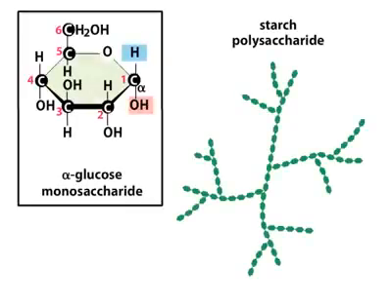Carbohydrates include simple sugars called monosaccharides, as well as large polymers called polysaccharides. Glucose is a hexose, a sugar composed of 6 carbon atoms, usually found in ring form. A starch macromolecule is a polysaccharide composed of thousands of glucose units.